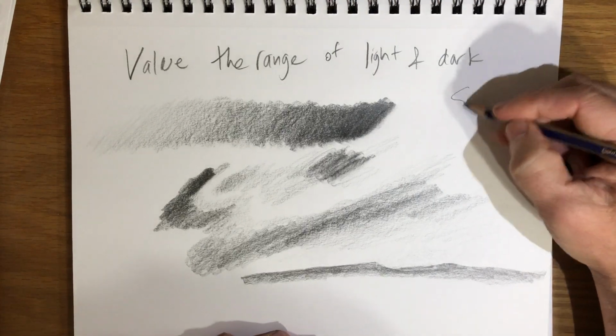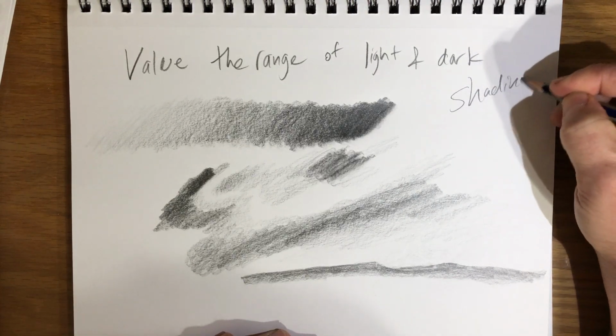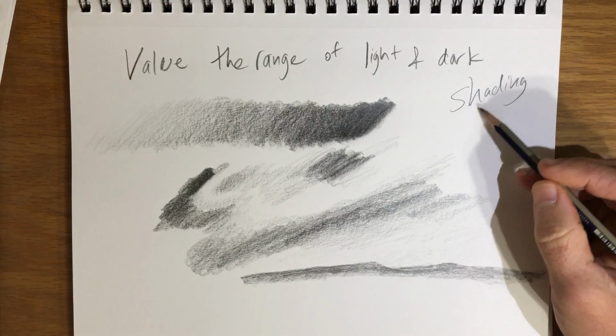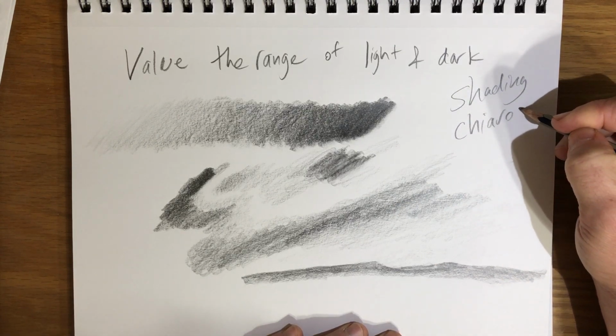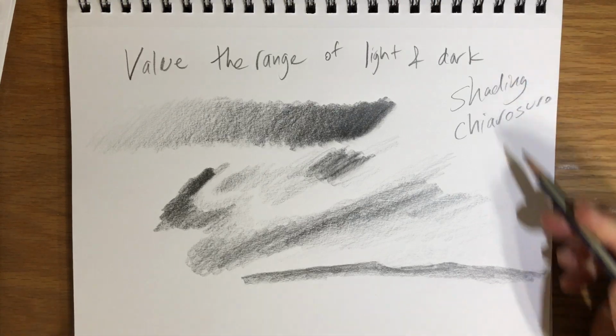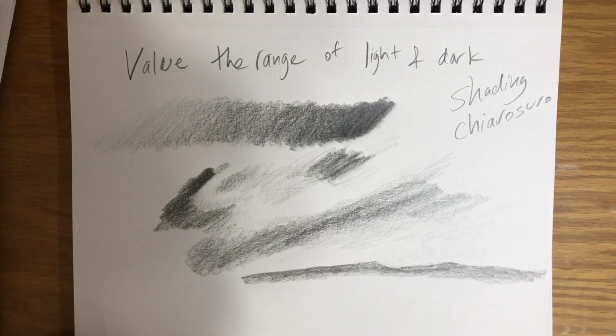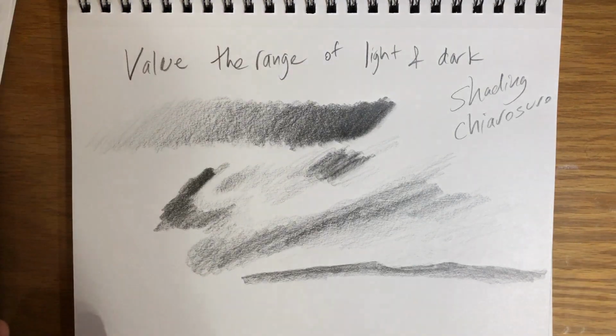A couple words to know. Shading, of course, is putting in the darks and lights, showing the evidence of light. There's a word, chiaroscuro. And it shows up especially in Italian Renaissance paintings of artists like Caravaggio, where the extreme dark contrasts with the extreme bright. Okay, color is the next topic.